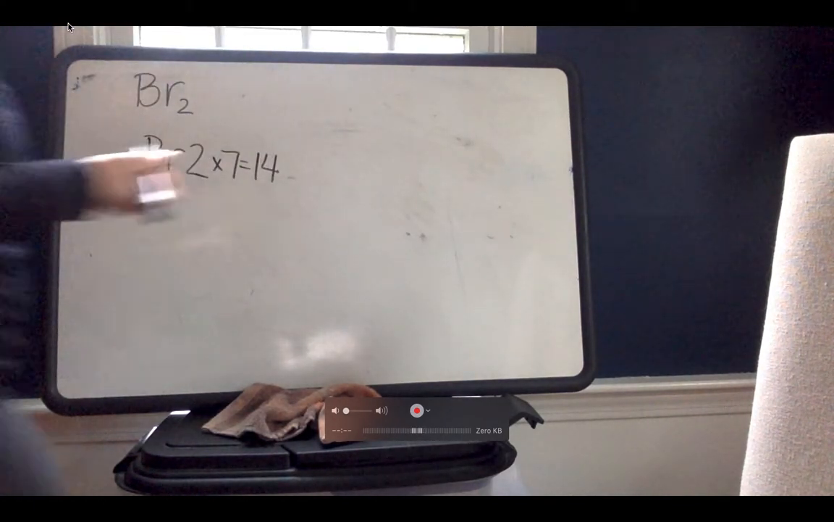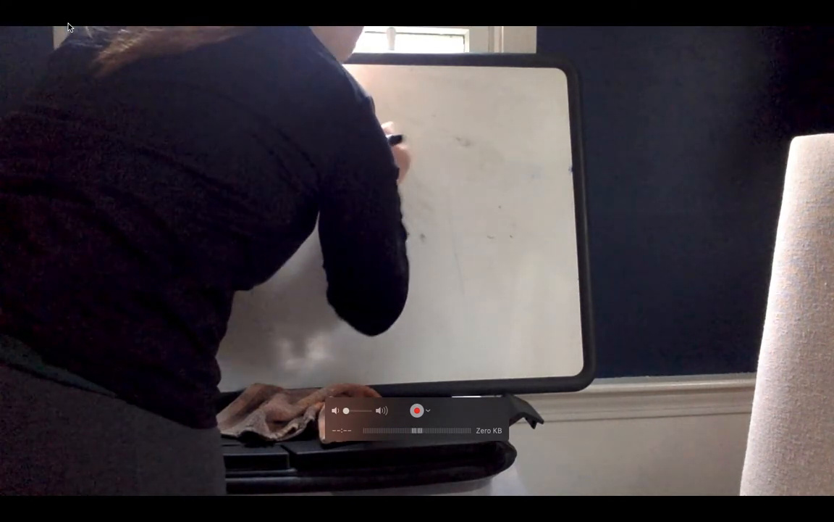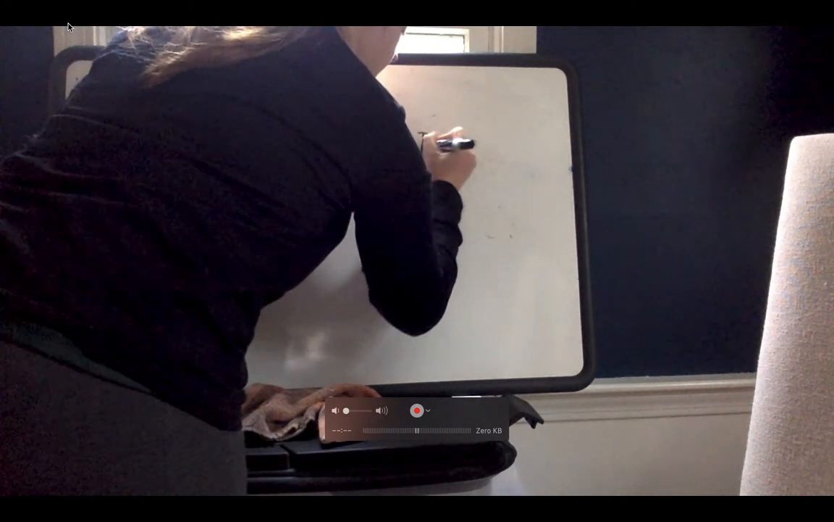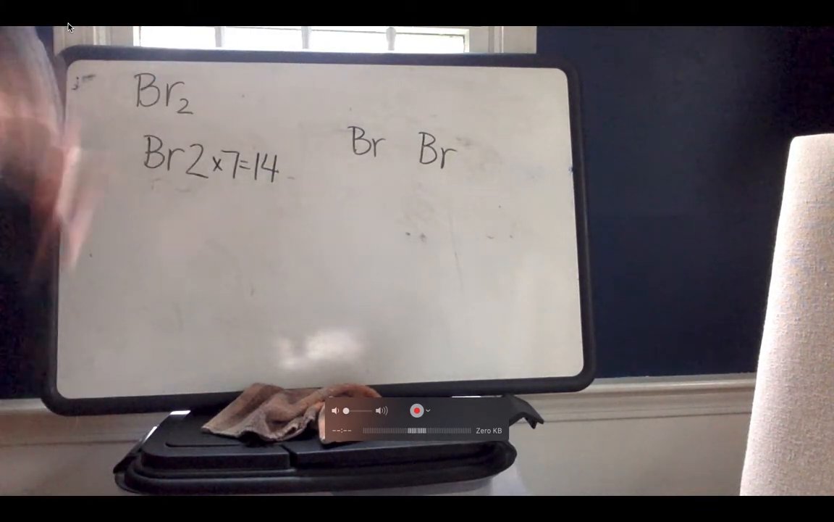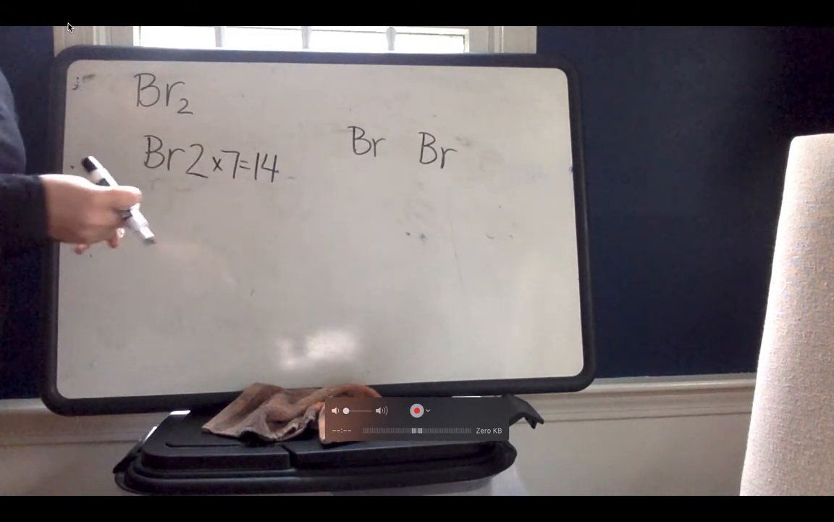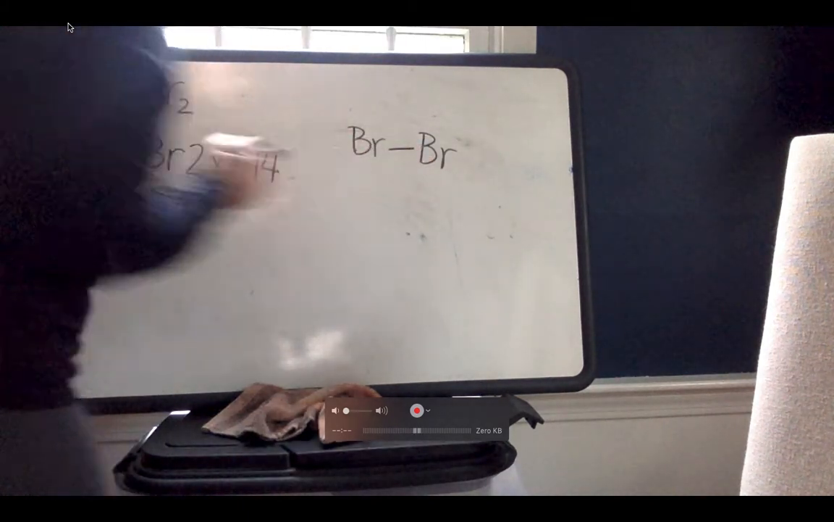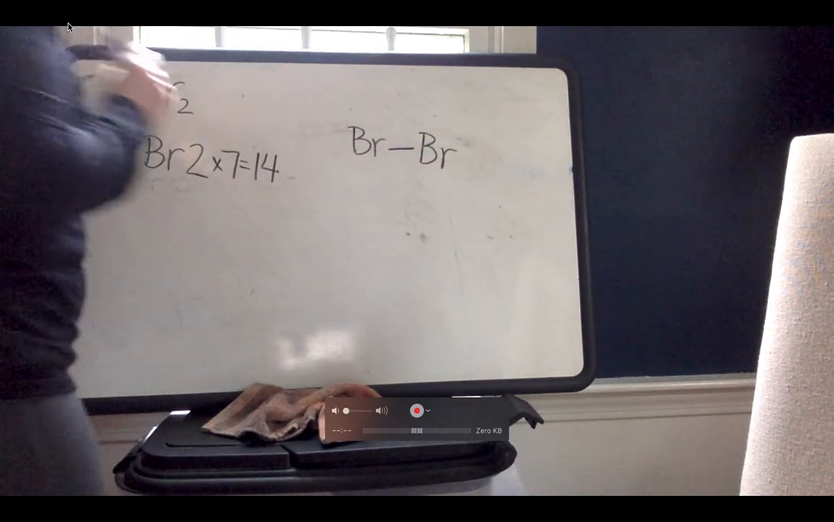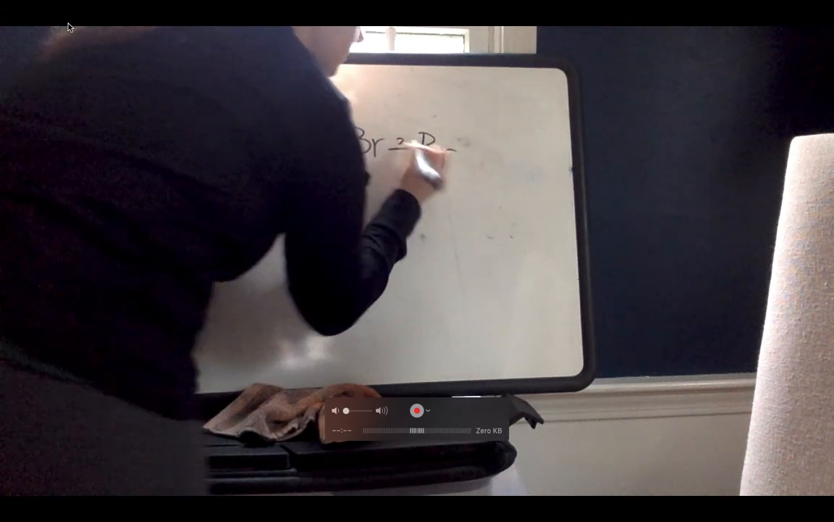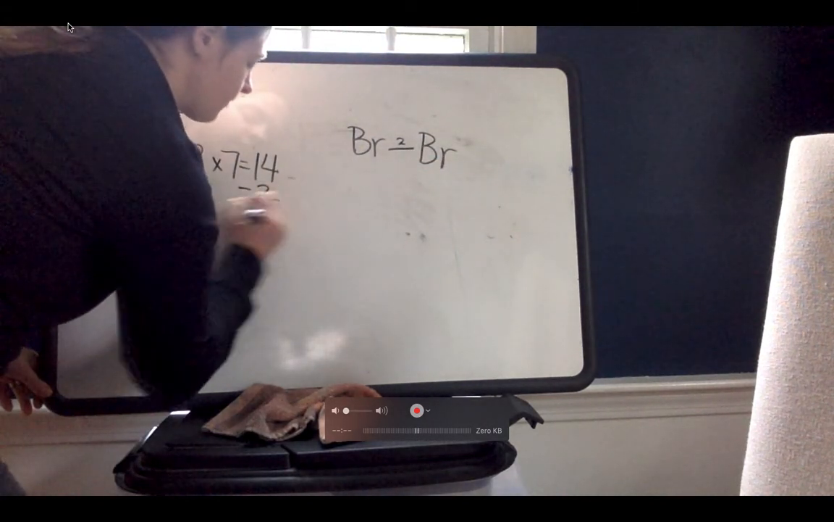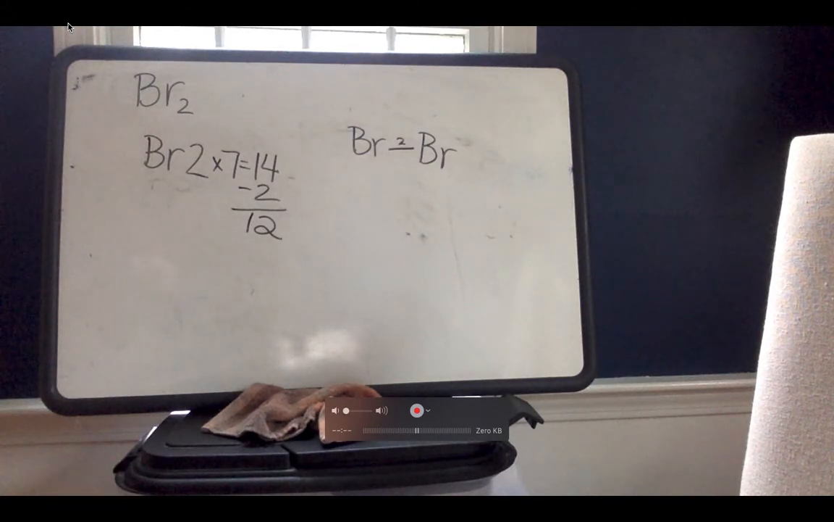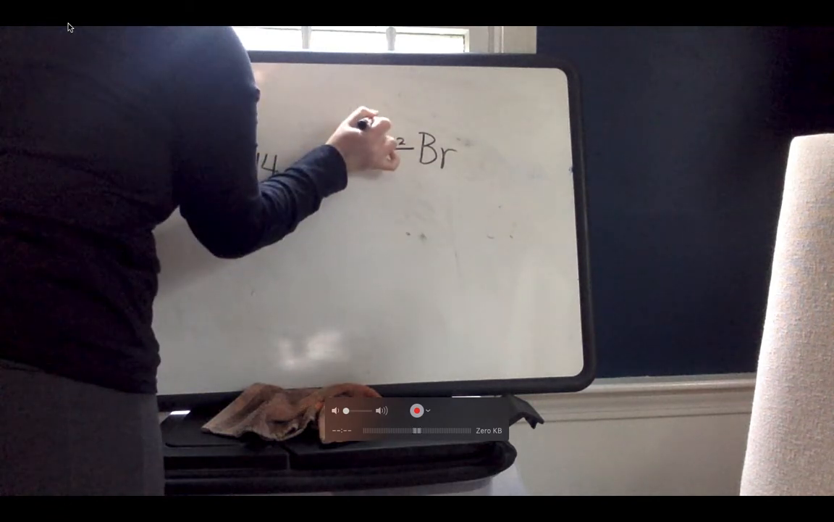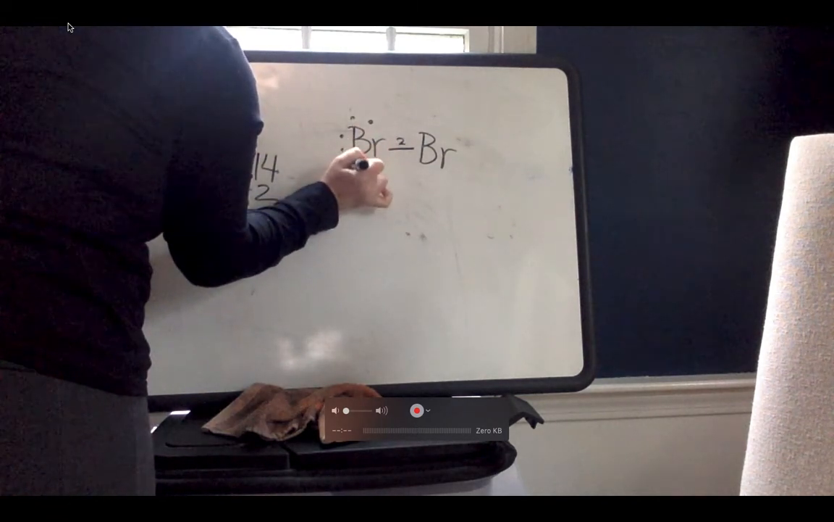So we're going to draw them out. So we have a bromine and a bromine. Okay, they're going to be next to each other. Right now, nothing is connecting them. We need to tie them together. So we're going to connect them with a single bond. Remember, a single bond is 2 electrons, so that's 2. So we've used 2, which means we have 12 left. So since we have 12 left, we can put 6 on each side.